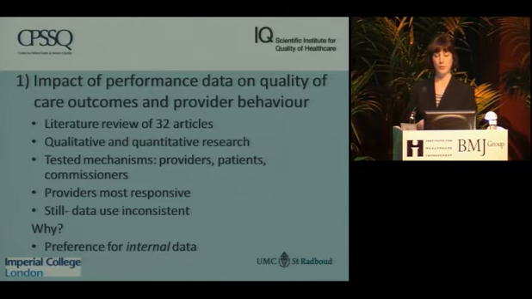And just in terms of the relationship between data and care outcomes, there were several mechanisms that were tested in the literature. They were the roles of providers, patients, and commissioners, and out of all of these groups, healthcare providers do seem to be the most responsive to data. However, even this relationship is inconsistent. And I was addressing further the reasons for this inconsistency.